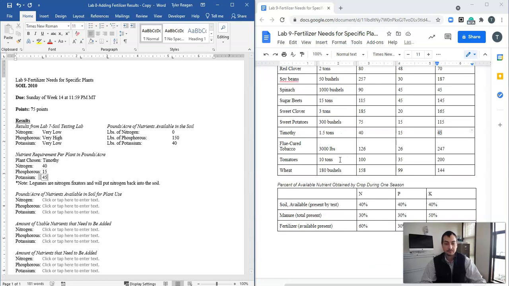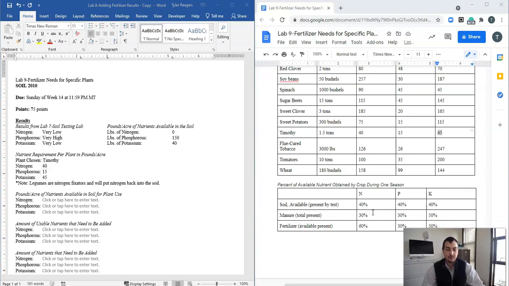You see, the percent available nutrient obtained by the crop during the season is the next table that we need to reference. And if we come right here, with the amount of nutrients that is available presented by the test, the amount that we tested for, out of all of the nitrogen that is available in the soil, so in this case 0, only 40% of it is going to be able to be used by that crop during that year 1, that first season. Same thing with phosphorus. We might have 150 pounds of phosphorus, but only 40% of it is going to be able to be used by that crop in year 1.